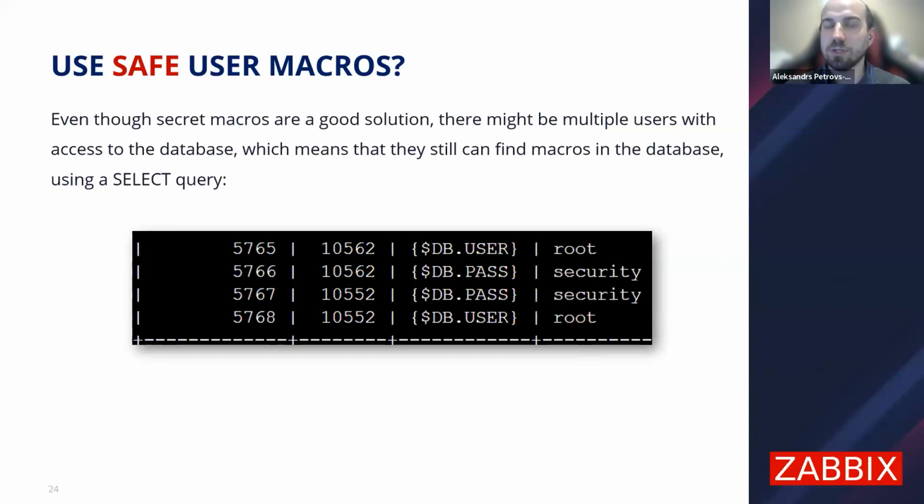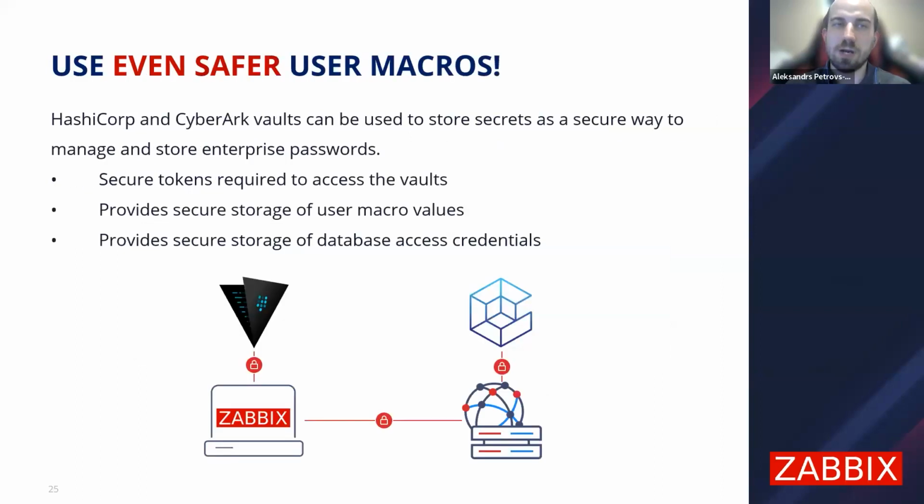So what can you do to avoid this? You can use even safer user macros. Zabbix 6.4 supports HashiCorp and CyberArk vaults to store all your secrets in a secure way and manage them separately. Only the users who have access to HashiCorp or CyberArk vaults will be able to see the actual values. And it's not that simple to access the vault. Secure tokens will be required to access the vaults, to make sure macro values, and not just that, the database access credentials, will be stored securely.